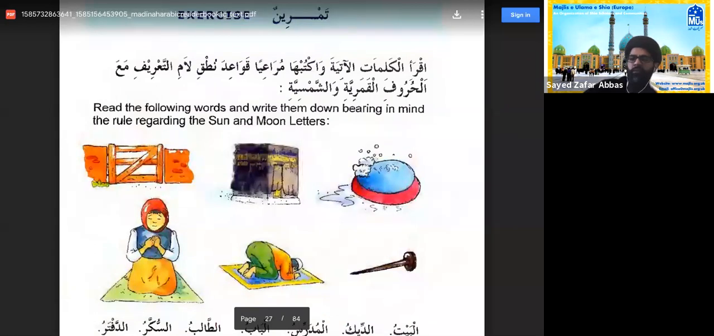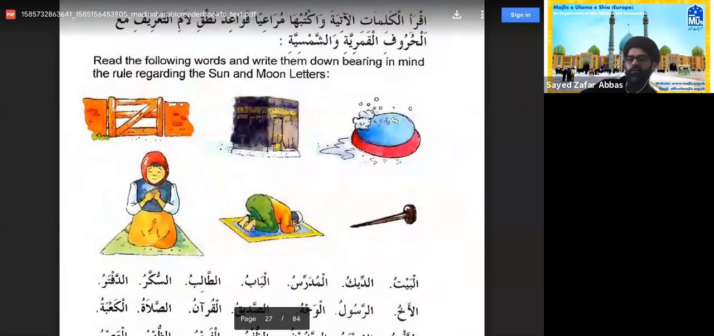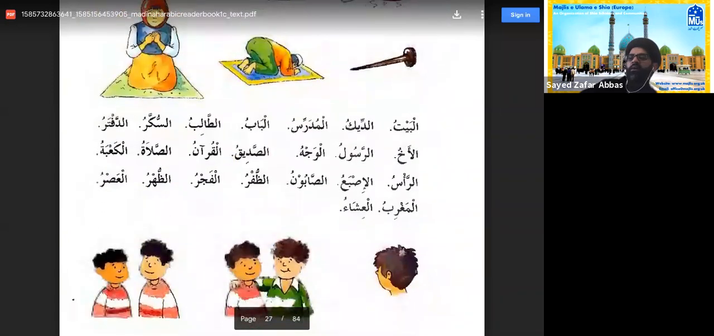Okay, excellent. Now let's go to the next page, and that will mean that we completed lesson number 3 inshallah today, and then from next week we'll start lesson 4. So the instruction reads: اقرأ الكلمات الآتية واكتبها مراعيا قواعد النطق يوم التعريف مع الحروف القمرية والشمسية. Okay. So if we scroll down after the pictures, we've got all the words that we have to write down, bearing in mind the rule of huruf al-shamsiyya and huruf al-qamariyya, and how we're going to pronounce these words.